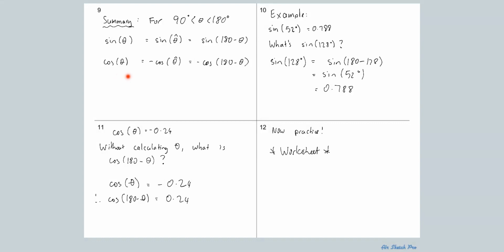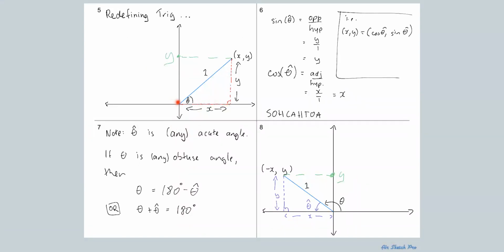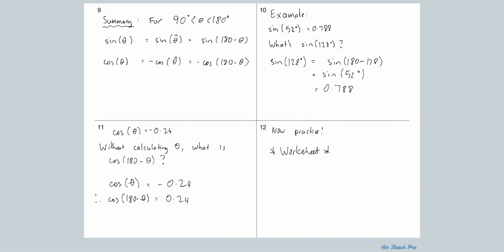Cosine of theta will be the same value as cos theta hat, but it's negative. So if I go back here, this distance between here and here will be the same as the distance between here and here. It's got to be. However, we've gone backwards here, and so the cosine will be negative x over 1. This is positive x over 1. So cosine is negative in this quadrant, sine is positive in that quadrant.